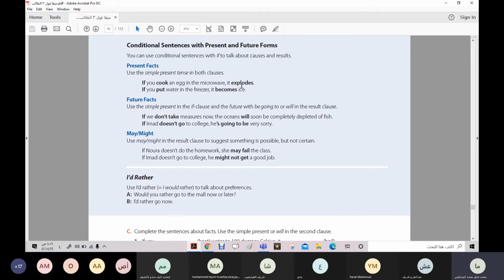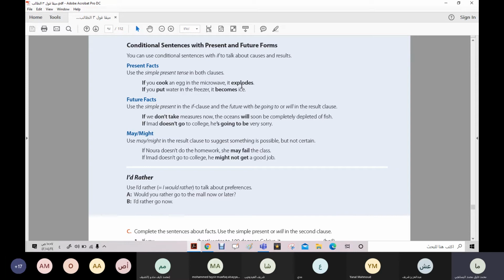May, might. We use may, might in the result clause to suggest something is possible, but not certain. Look at the example. If Noura doesn't do the homework, she may fail. And she may what? Not fail. We are not sure. If Noura doesn't do the homework, she may fail the class. Or maybe she will pass.